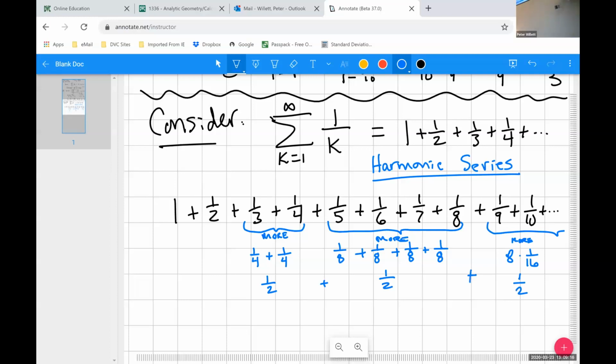And I could just keep doing this in the harmonic series. So in the harmonic series, I start with a 1, then I add a 1/2, then I add a couple of numbers that end up more than a 1/2, then I add 4 numbers that are more than a 1/2, then I add 8 numbers that are more than a 1/2, then I could go further down and add the next 16 numbers, which would be more than a 1/2, et cetera, et cetera, et cetera.